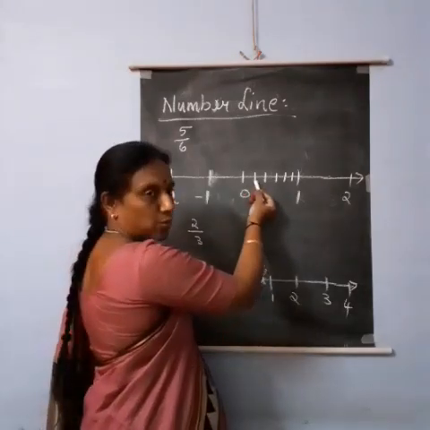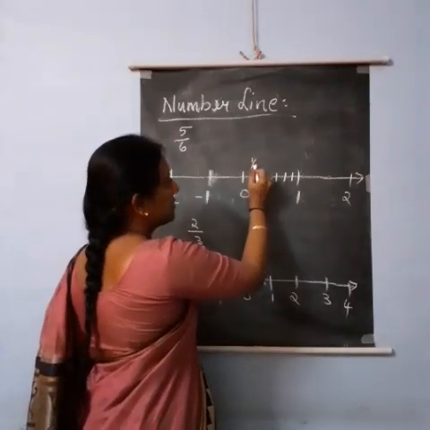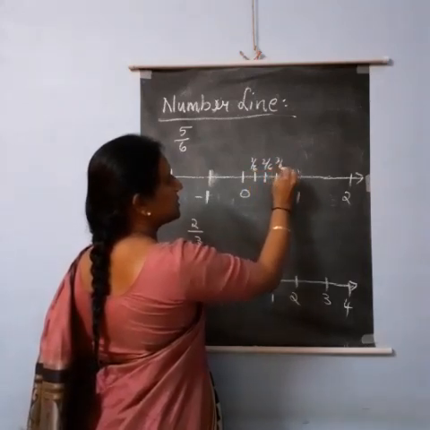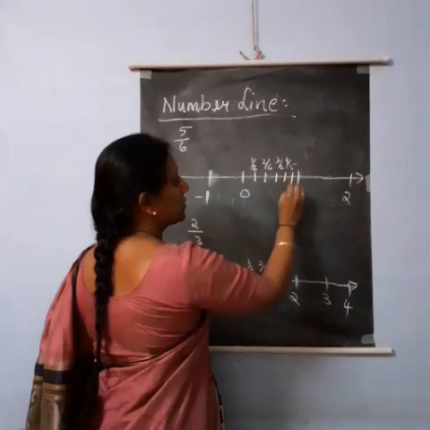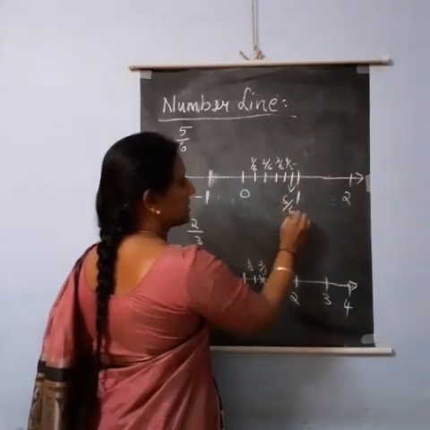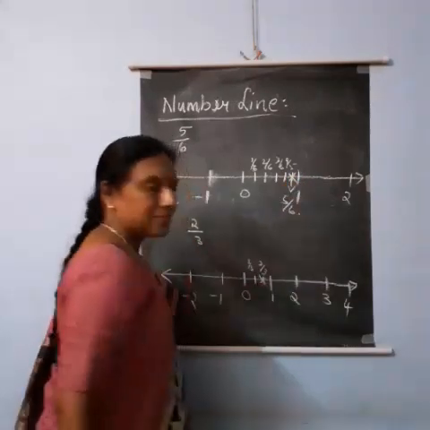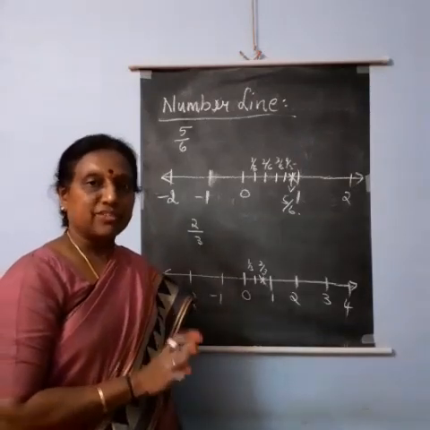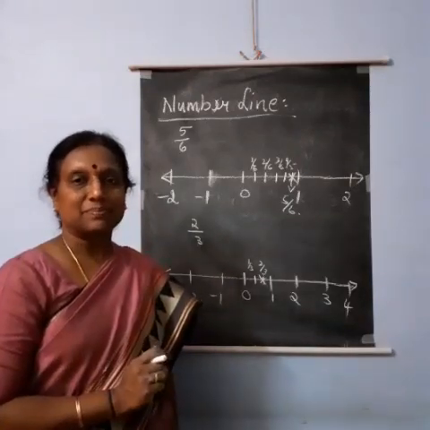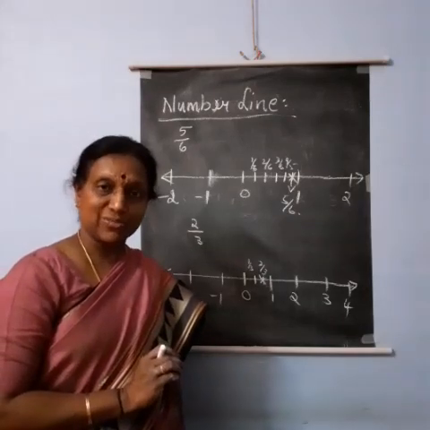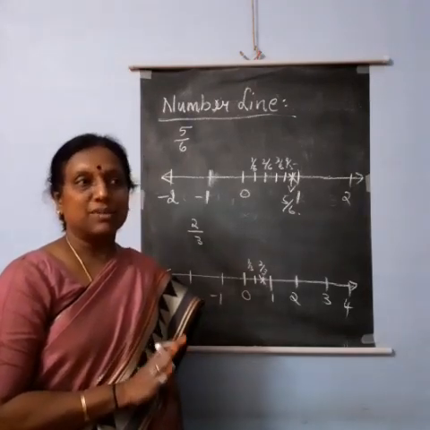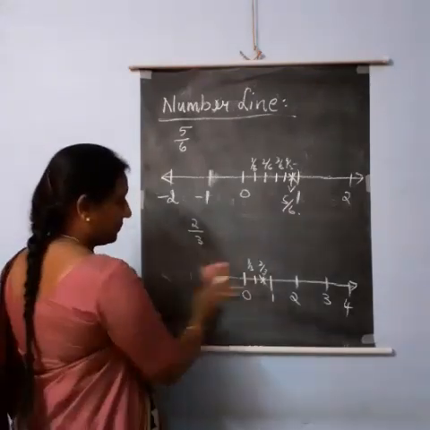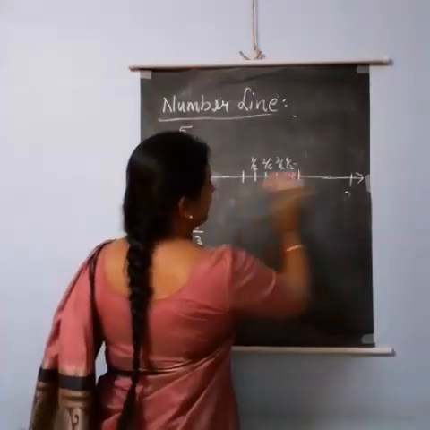This will be 1 by 6. This will be 2 by 6, 3 by 6, 4 by 6. So this will be 5 by 6. So I can mark it here. Have you understood? So this is how you will mark fractions on the number line. If I give you some homework for today, you must be able to represent these fractions on the number line.